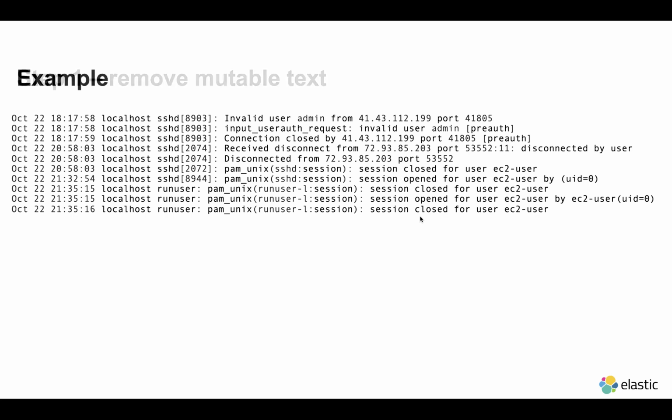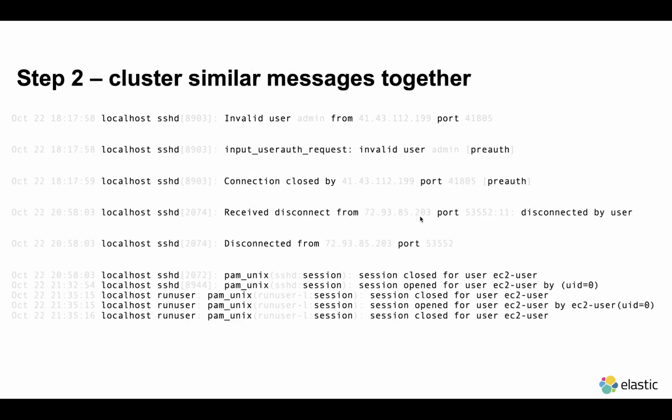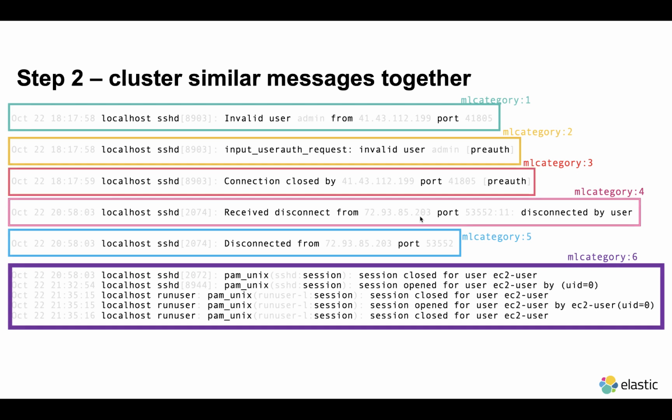Well, the first step is that machine learning would remove what I'll call mutable text from the messages. This is text that's likely to change, IP addresses, timestamps. Ultimately, we want to filter those out and then move on to step 2, which is to cluster those similar messages together. So if we look at this, we can see that there are a variety of different categories that can exist here, some of which have just maybe one log line in that category, or others, like category 6, can have several examples where the wording is just slightly different.